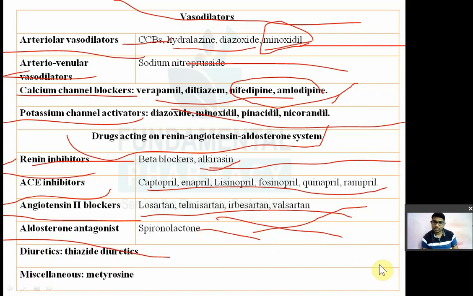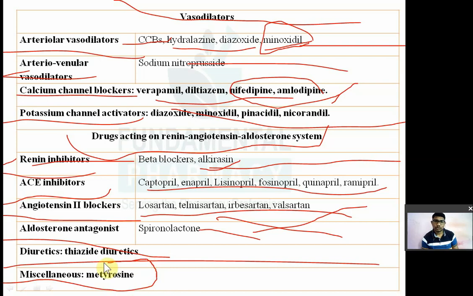Then diuretics. In that case also, you have different kinds of diuretics like osmotic diuretics, like furosemide, potassium sparing diuretics like triamterene and amiloride, then thiazide diuretics like chlorothiazide, hydrochlorothiazide. So in diuretics also you have different classes. Then a miscellaneous drug, for example, metyrosine. It is known as a false neurotransmitter.